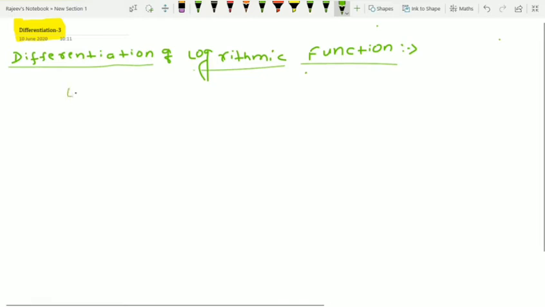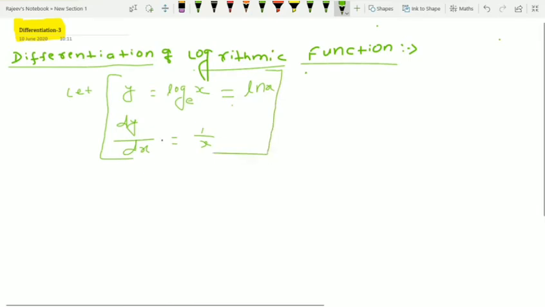So suppose you have y is equal to log e x, right? So in this case dy by dx will be 1 by x. Okay, this can also be written like that, but we can write this one also as ln x, right? So this is basically the formula of differentiation of a logarithmic function. If y is equal to ln x, its differentiation will be, my dear, 1 by x.